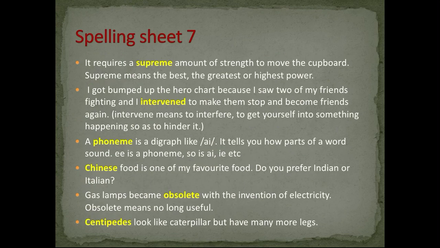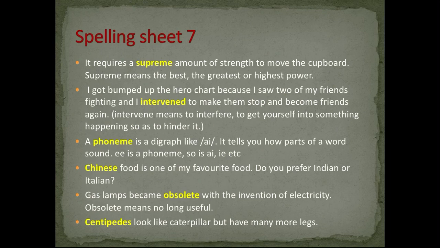Number 13. It requires a supreme amount of strength to move the cupboard. Extreme or supreme means superpower, or the greatest or highest power. Okay, this is supreme, means the best or the greatest or higher power.